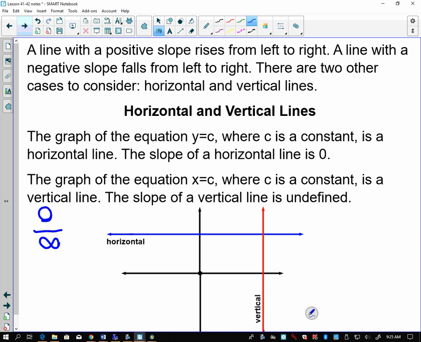All right, do I need to go on through the rest of the room? What are we going to get when we divide 0 by anything? 0. So a horizontal line has a slope of 0. Okay, 0 slope.